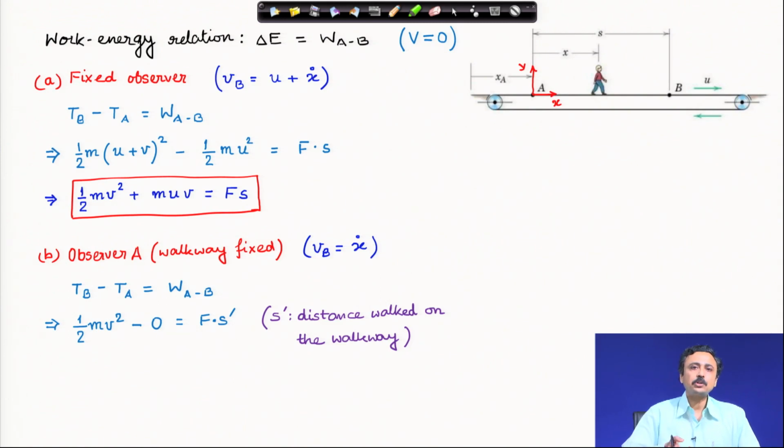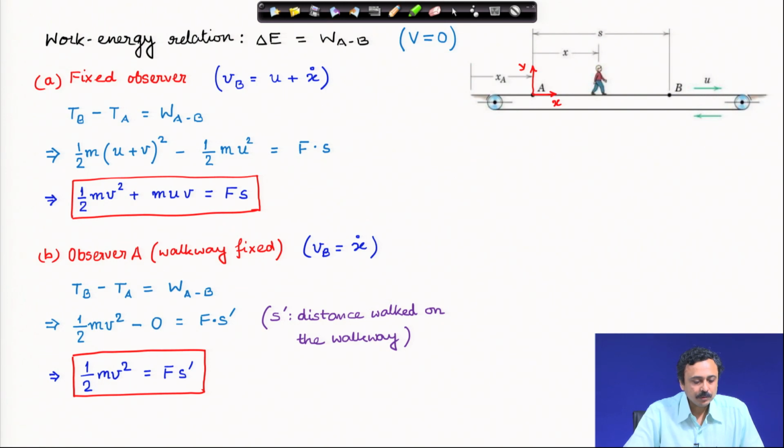The force on the boy's shoe is the same, whether it is measured by the ground fixed observer or the walkway fixed observer, but the distance travelled is different. The distance travelled on the walkway is different from that observed by the ground fixed observer. This you can very easily understand. And if you do this calculation, you get half m v square is equal to F times S prime.